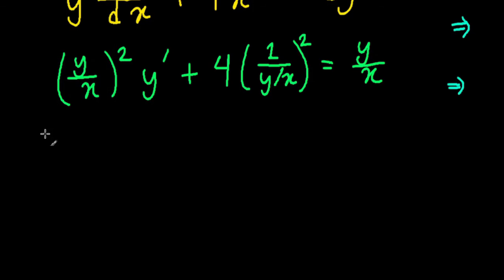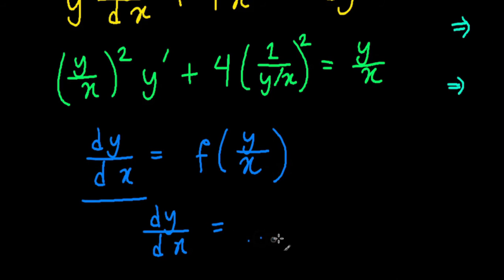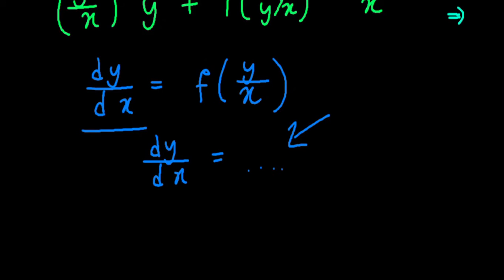And that foolproof method is, suppose we are suspecting that dy by dx is some function of y by x. Okay, first thing we need to do is actually express dy by dx equals the other things on the right side. So first thing we need to do is bring the differential equation to this form. Then what do we do? How do we recognize whether it's homogeneous or not?